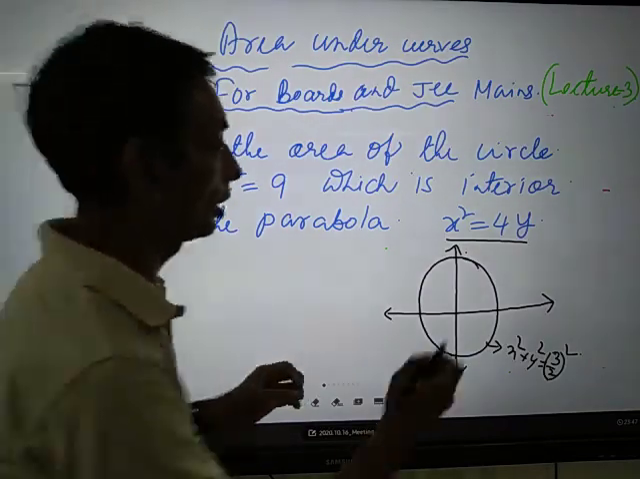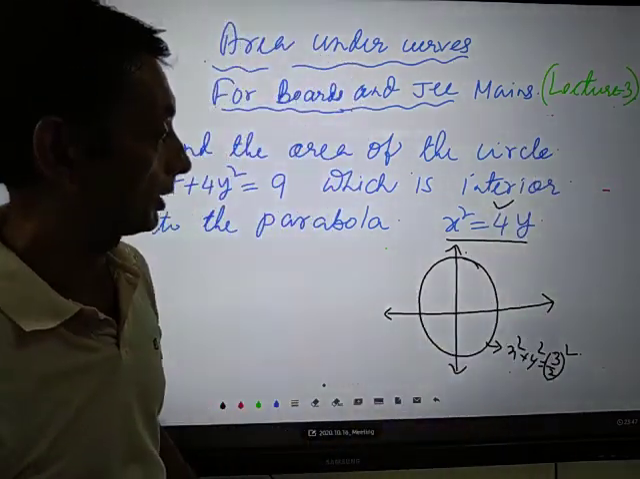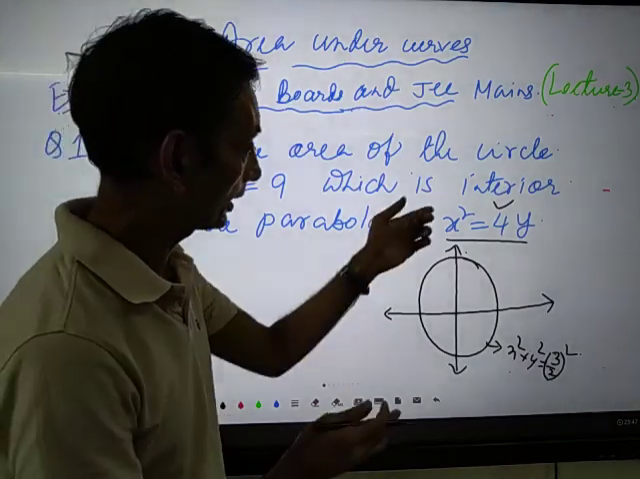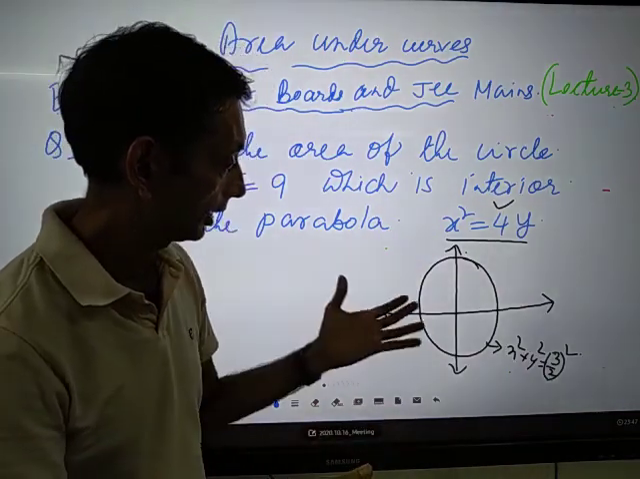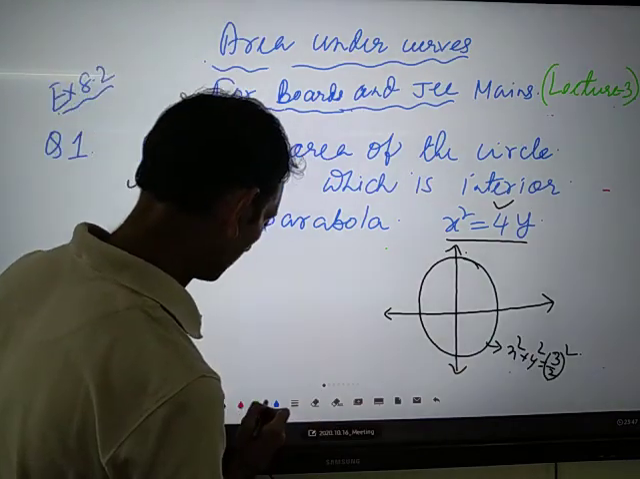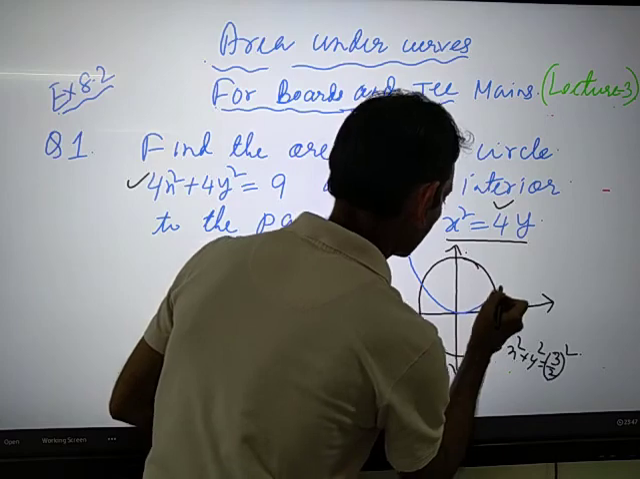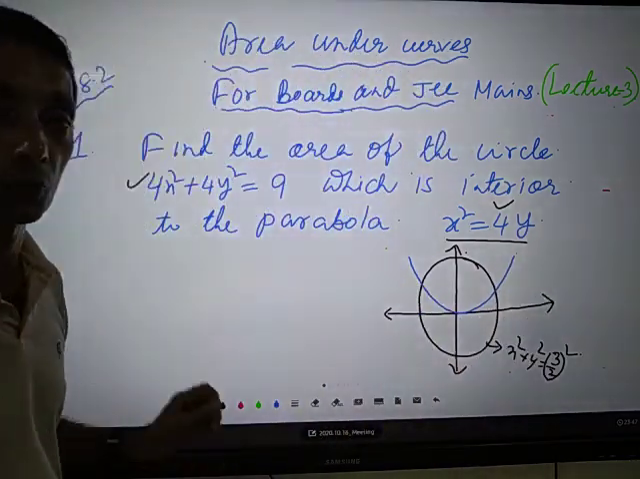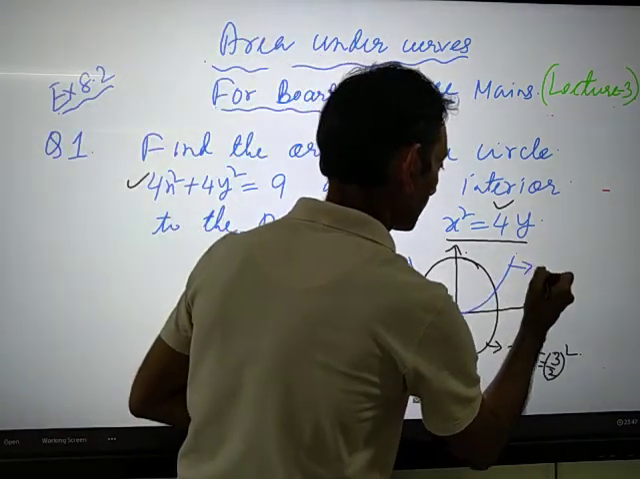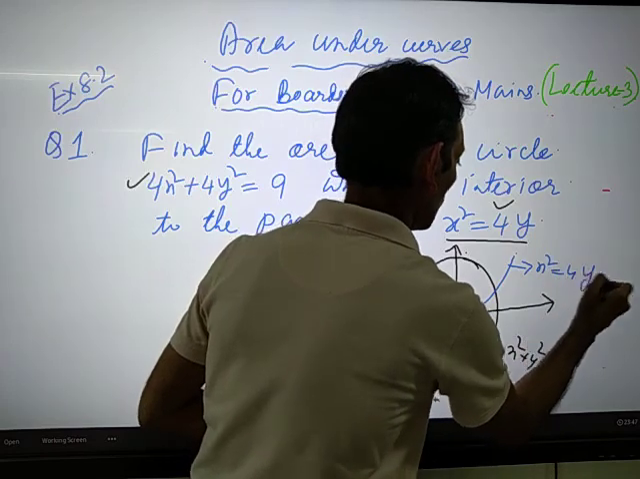Next, let us draw the parabola, that is x square is equal to 4y. We know that x square is equal to 4y is an open up parabola. So draw the graph. So this is our x square equal to 4y. So just mention here x square equal to 4y.